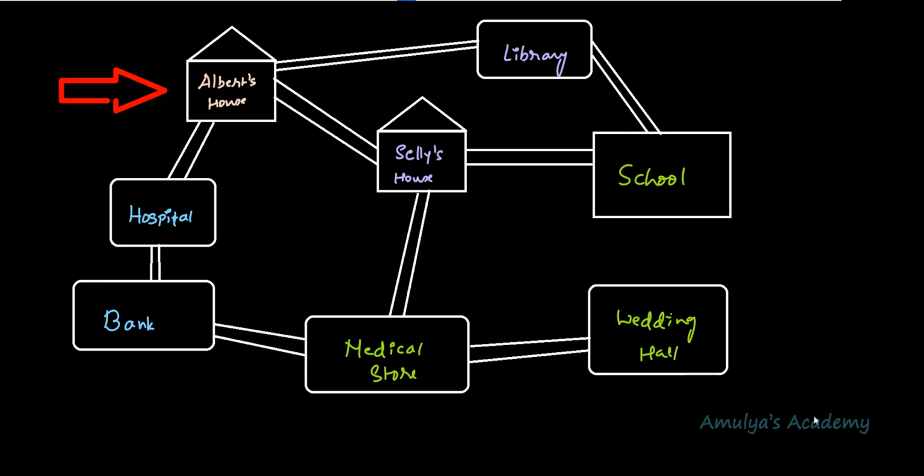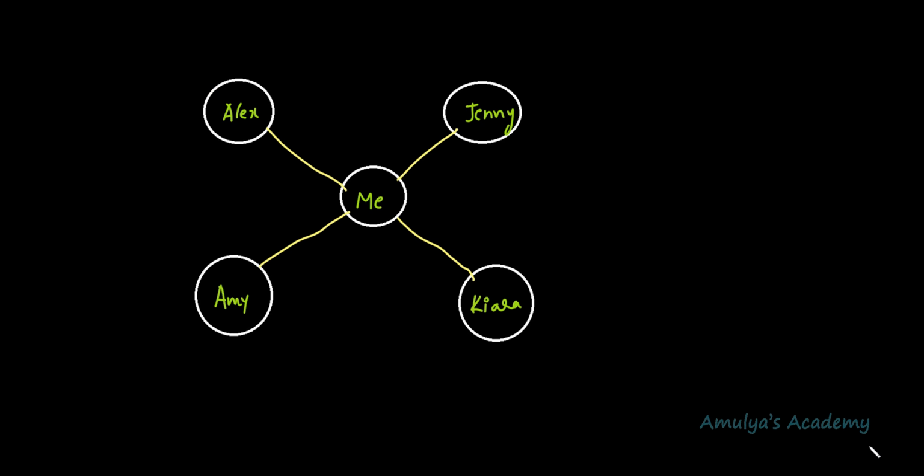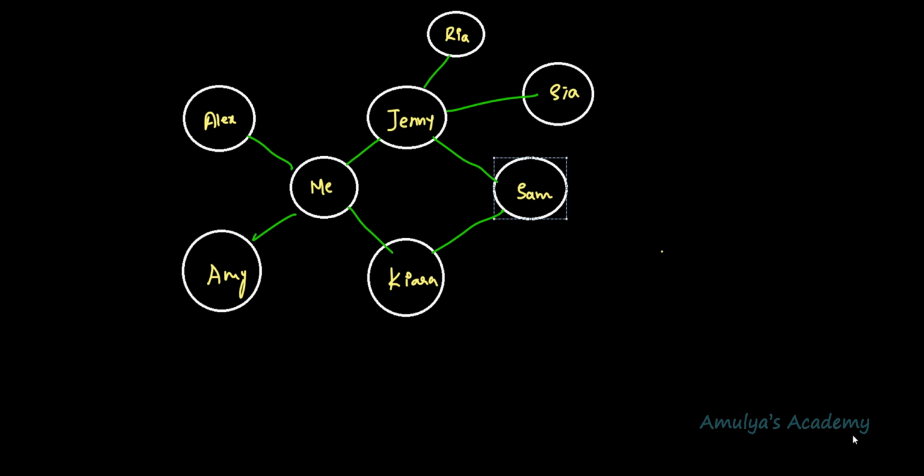Next, let me show you a few examples. Here we have a small map. This is Albert's house. If you want to go to school, there are multiple paths. One path is through Sally's house, or another path is this. Here, the buildings or houses are taken as nodes, and the path which connects two buildings is represented as an edge. And in Facebook, if this is my friend circle, my friend Jenny can have her own circle, and her friends may not be my friends. Here you can see Sam is a friend of Jenny as well as Kiara. Because my friends are friends with Sam, Facebook will suggest Sam to me as a friend suggestion.